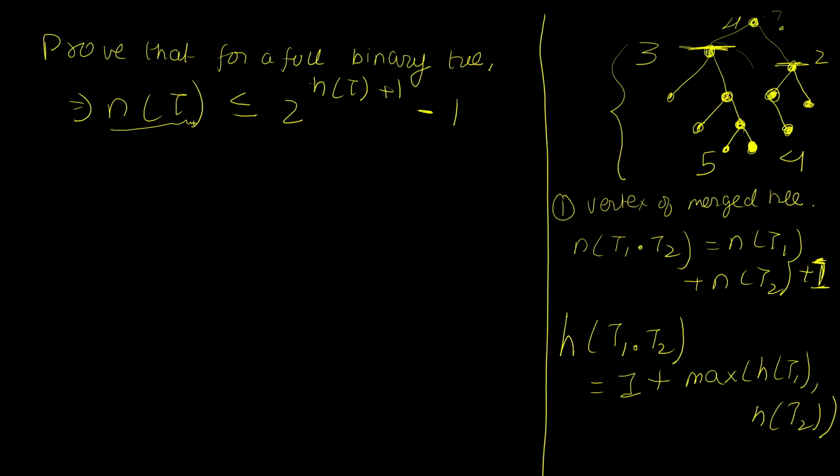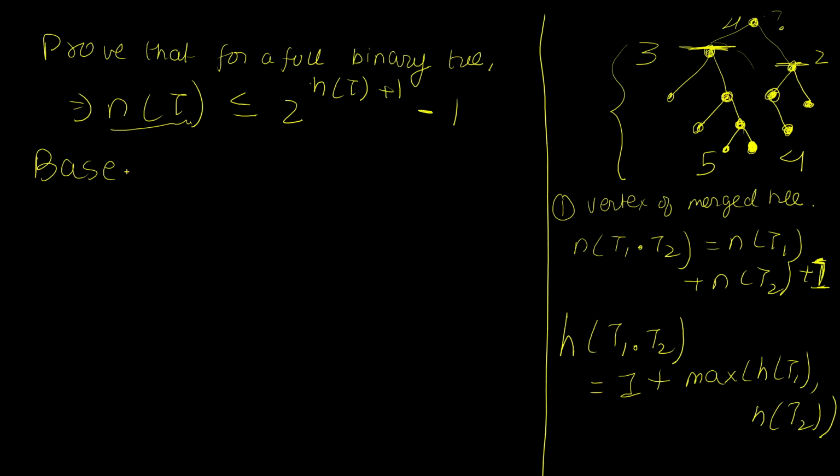It is asking me to prove that the number of vertices is always less than or equal to this amount. So it says 2 raised to the power height plus 1 minus 1. And we are also given that the tree is full. So what does a full binary tree mean? Every node will have exactly 2 children or exactly 0 children. So there cannot be a node with only one child.